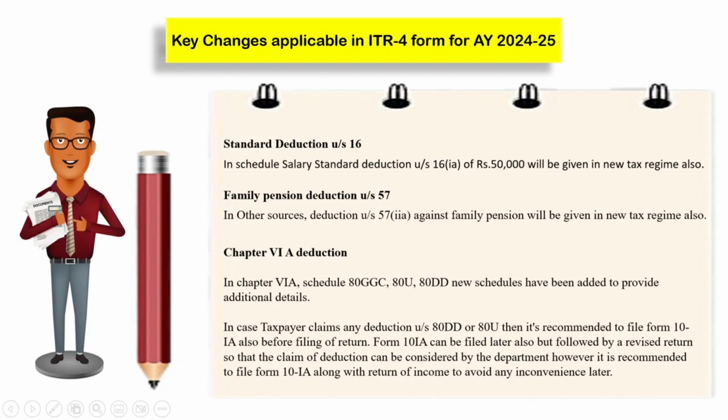In case the taxpayer claims any deduction under Section 80DD or 80U, then it is recommended to file Form 10IA before filing of income tax return. Form 10IA can also be filed after filing income tax return, followed by a revised return, so that the claim of deduction can be considered by the department. However, it is recommended to file Form 10IA before filing return of income to avoid any inconvenience later.